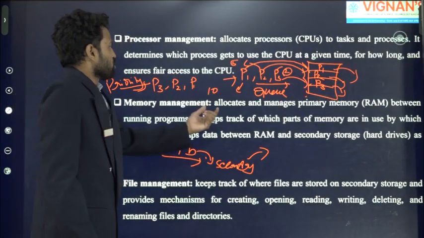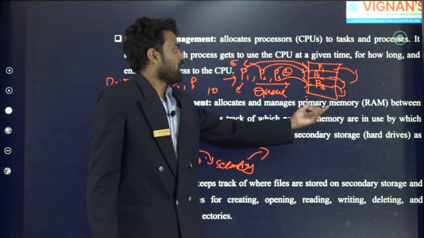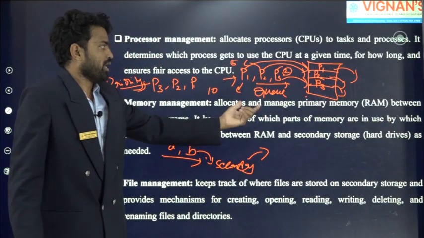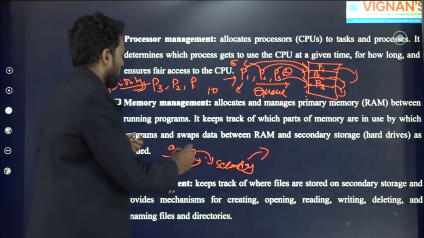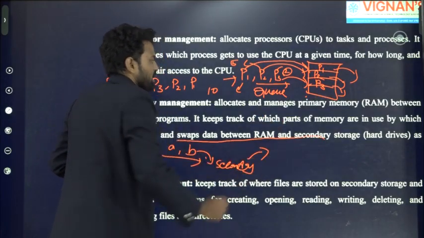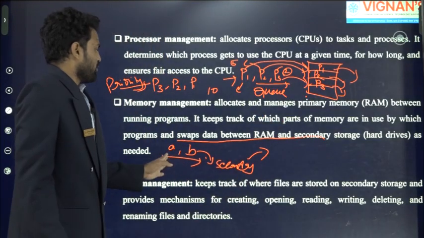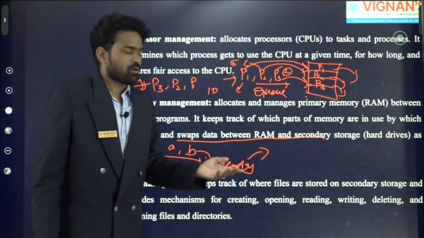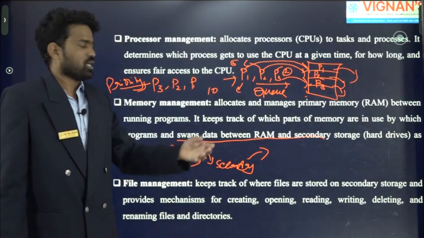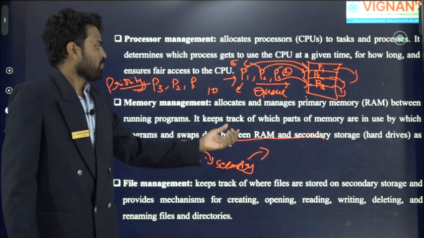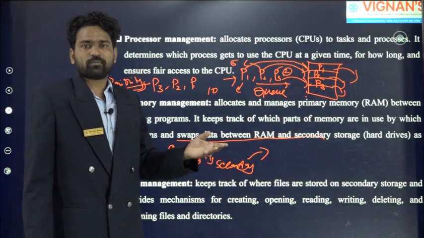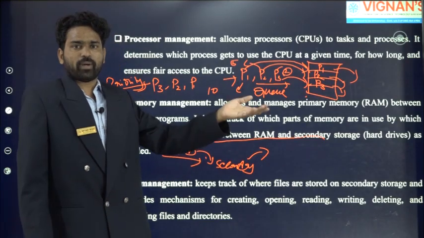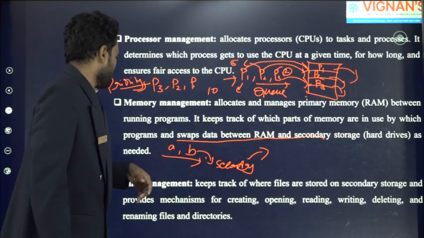So it allocates and manages primary memory; main memory is going to be running the program here. It swaps data between RAM and secondary memory. Whenever we are executing our program, moving it from secondary memory to main memory, it will swap data between RAM and secondary storage. So we need to take the programs from secondary memory to main memory to execute the program here.